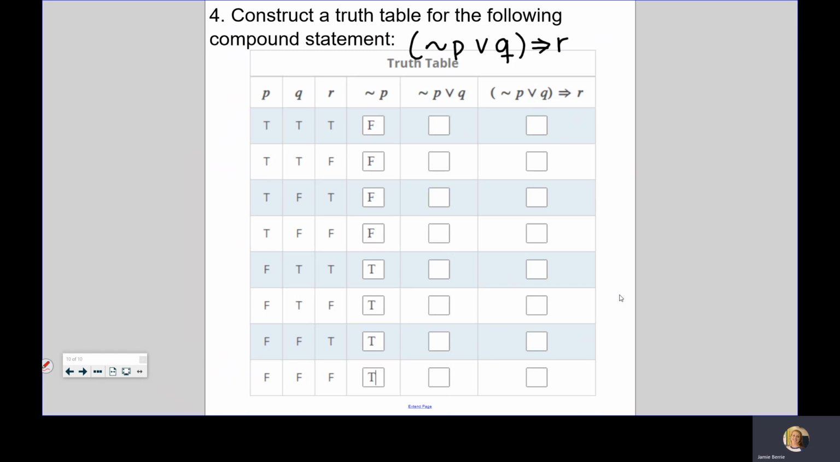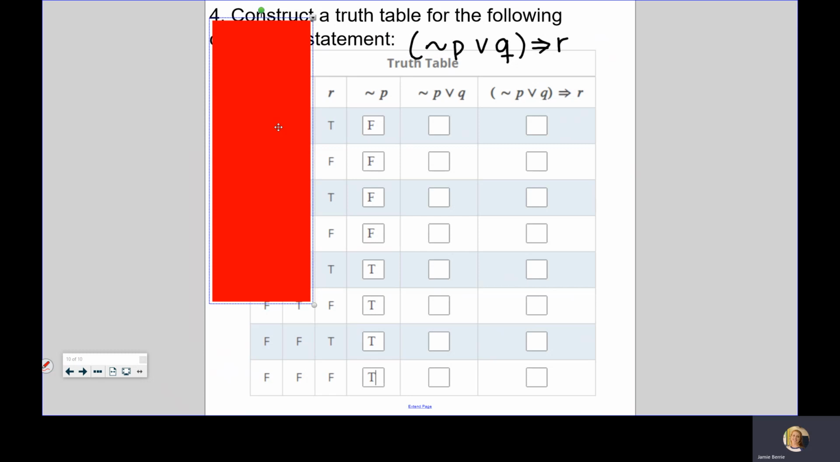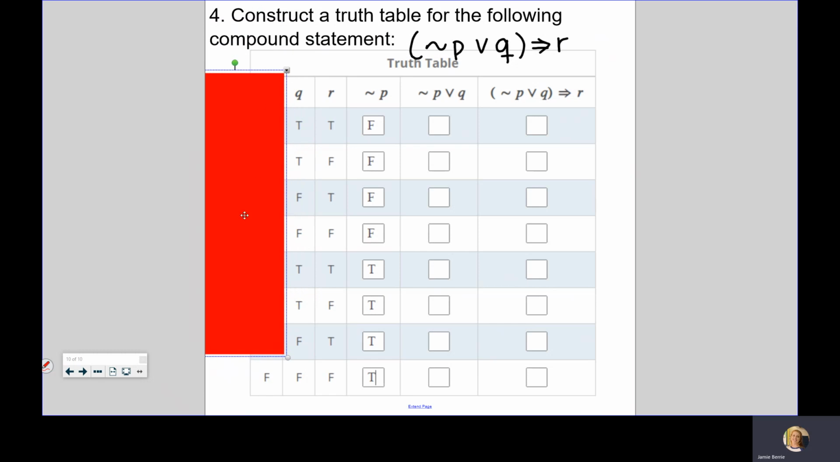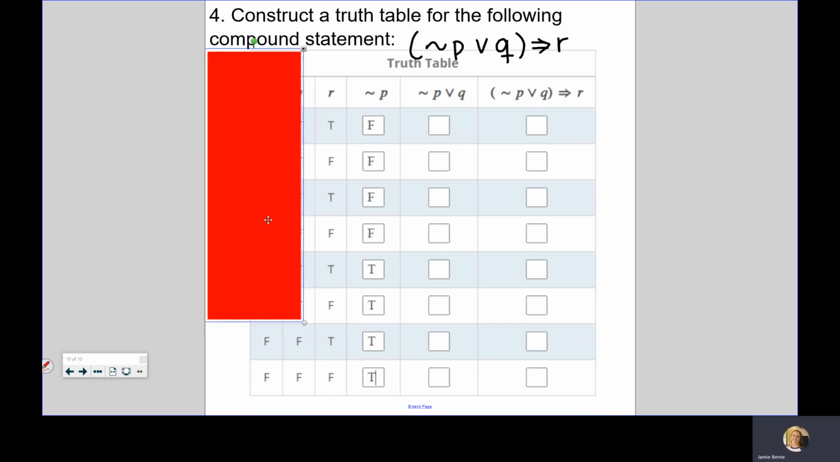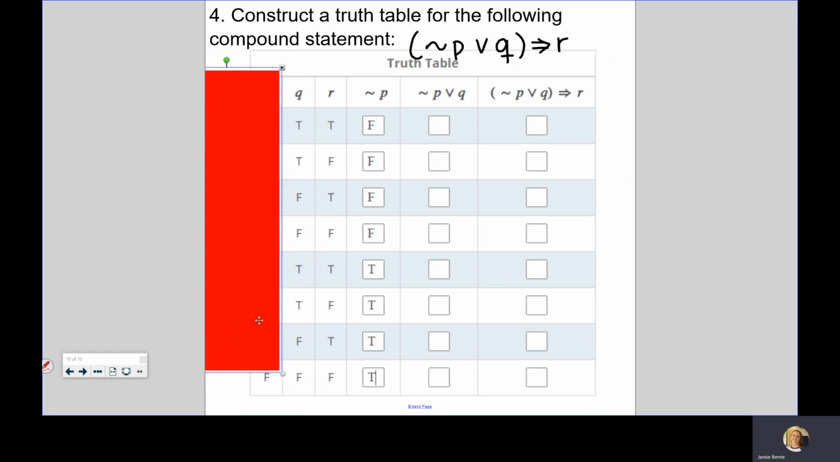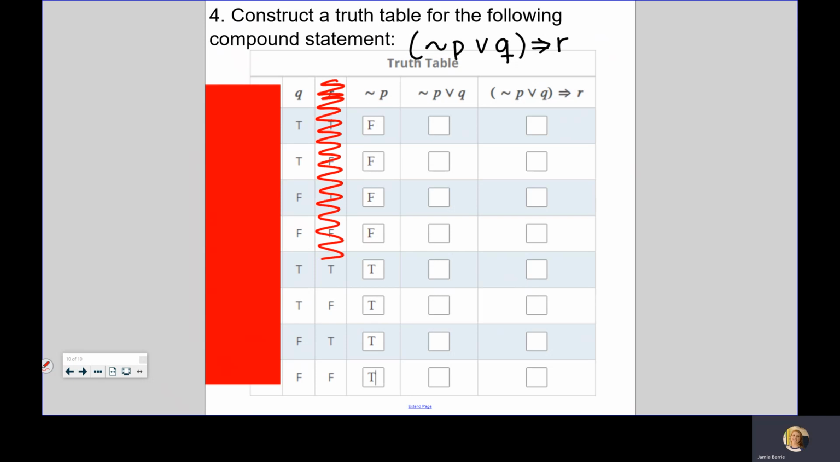All right, so the first column that we have to fill in is not P or Q. Not P or Q. All right, so I'm gonna cover up the P column. And then I'll go in here and mark out the R column. Right now. All right, so not P, that's the first one. That's the first part. Q is the second part.